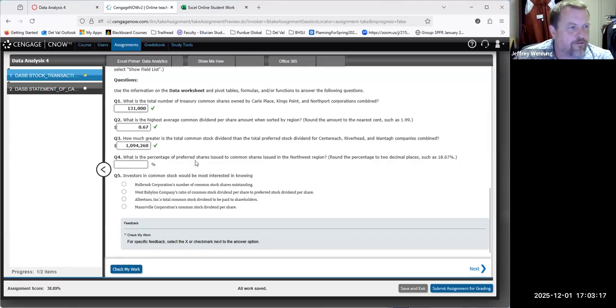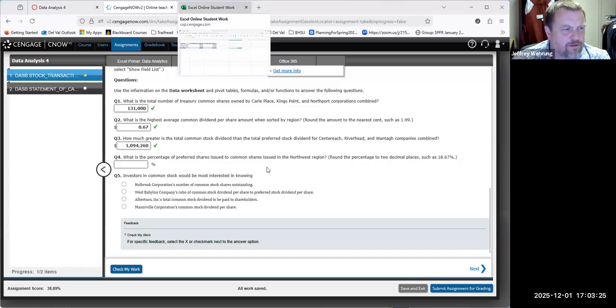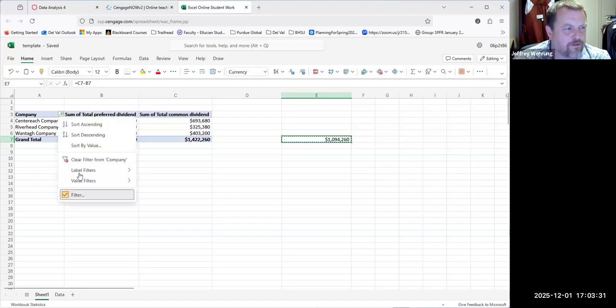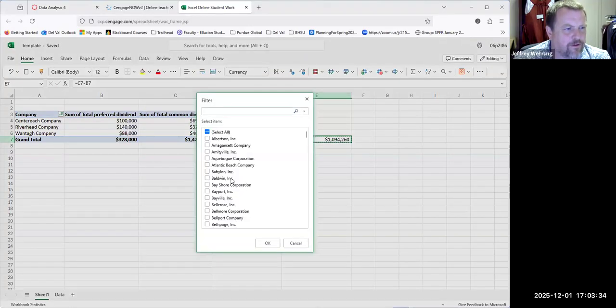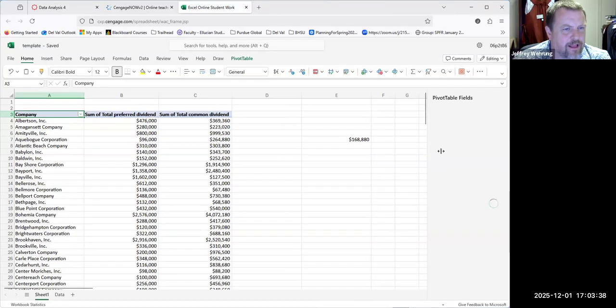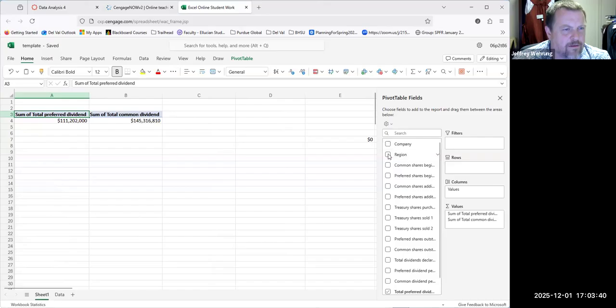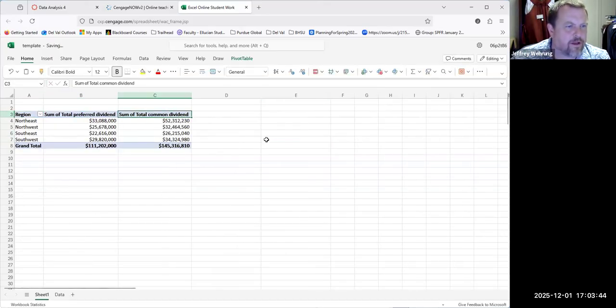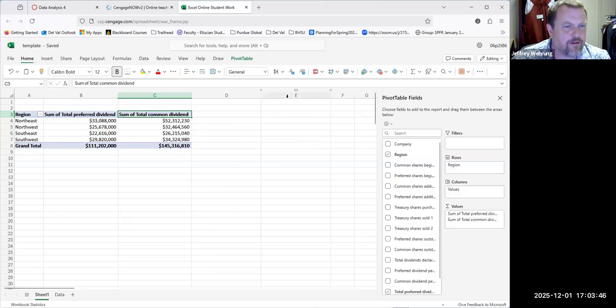Q4, what is the percentage of preferred shares issued to common shares issued in the Northwest region? Okay. So first of all, let's get rid of this filter. And I don't need the company anyhow. I can get rid of that. I'm going to sort by region. Okay. And I'm looking for the percentage.